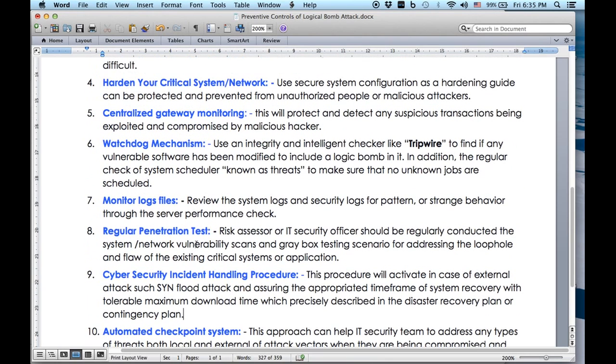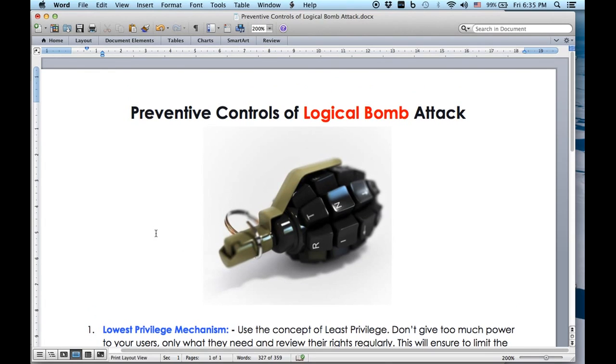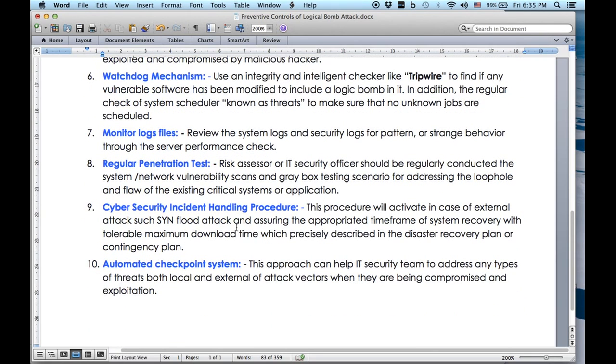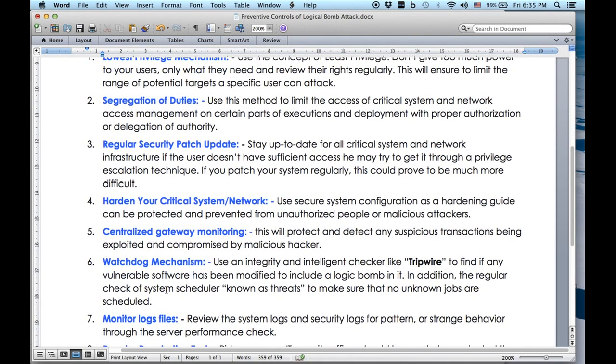So these are the 10 mechanisms you should consider to make sure the logic bomb attack chance can be minimized, meaning that the controls are workable. So we need to test all the mechanisms that I mentioned earlier to make sure all the mechanisms are workable, and report to the management on a regular basis.